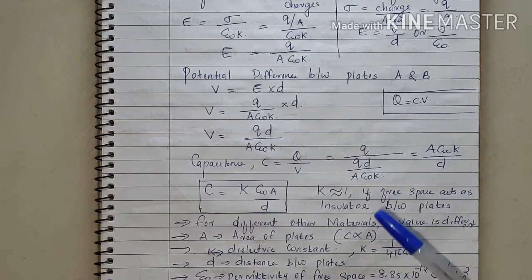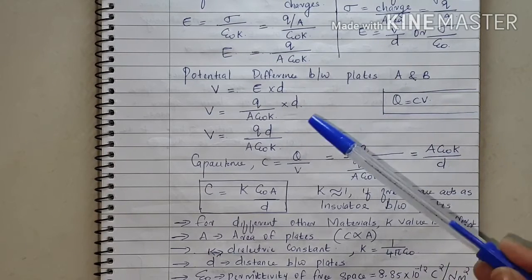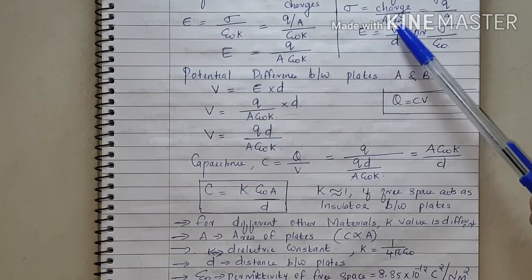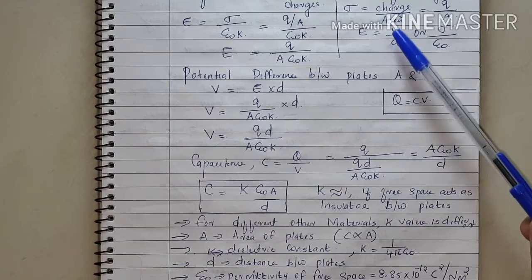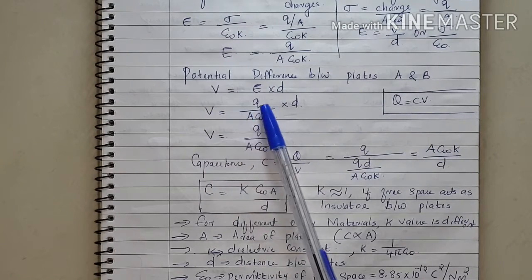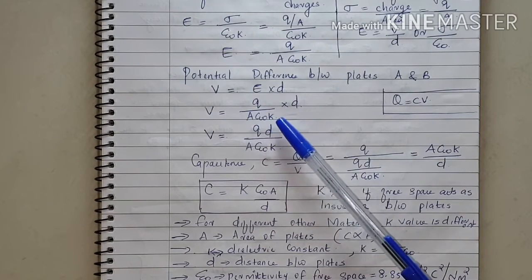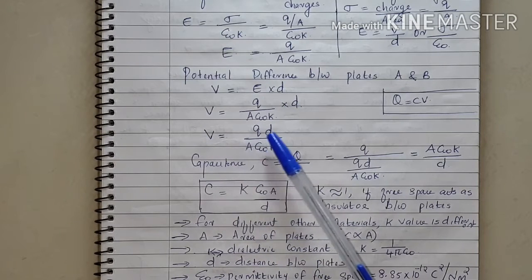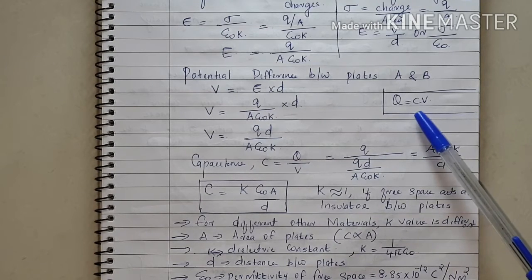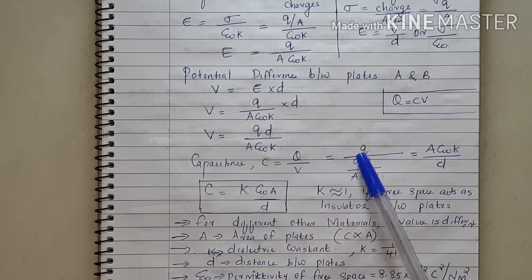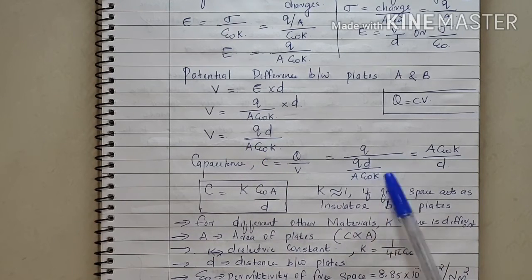In order to get the equation for the capacitance, we need to find the potential difference between plates A and B. We already learned this equation, that is electric field is equal to potential difference divided by distance between the two parallel plates, V by D. From this, V can be written as V equal to E into D. We already got the equation for E, that is Q by A epsilon 0 K into D is equal to V. V equal to QD by A epsilon 0 K. We know that charge stored in a capacitor Q equal to C into V. From this equation, C equal to Q by V, which, substituting the value for V, is Q by QD by A epsilon 0 K, equal to A epsilon 0 K by D.